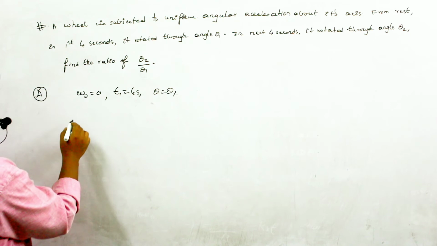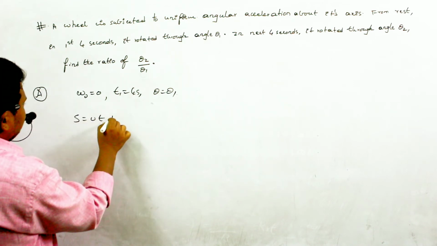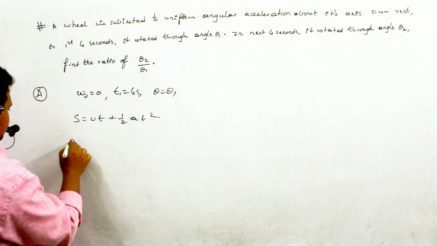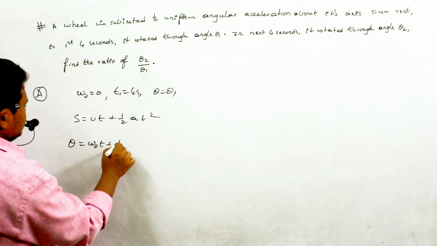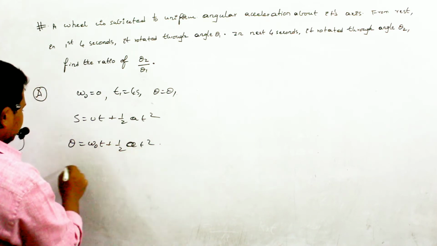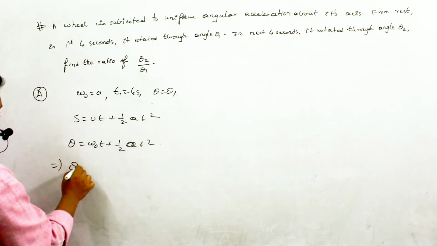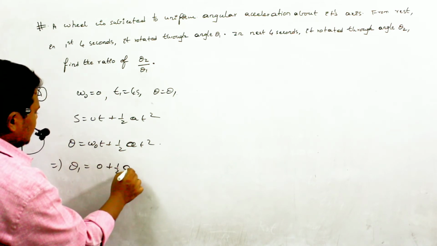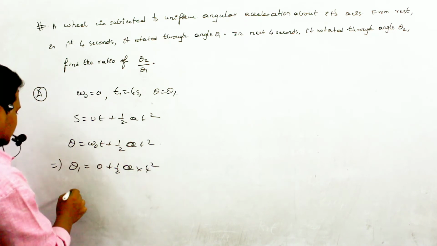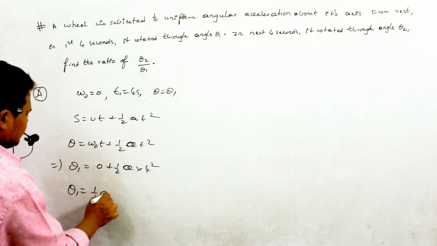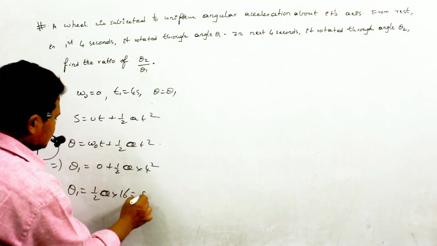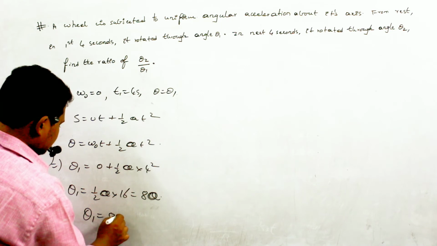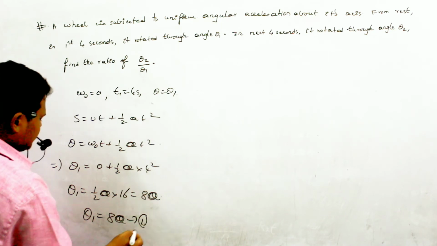So definitely I can use the relation s is equal to ut plus half at square, and the analogous equation in circular motion is theta is equal to omega naught t plus half alpha into t square. So for the first interval, initial angular velocity is 0 plus half into alpha into time taken, 4 seconds, 4 square. So theta 1 is equal to half alpha into 16, which is equal to 8 alpha. This is my equation number 1.